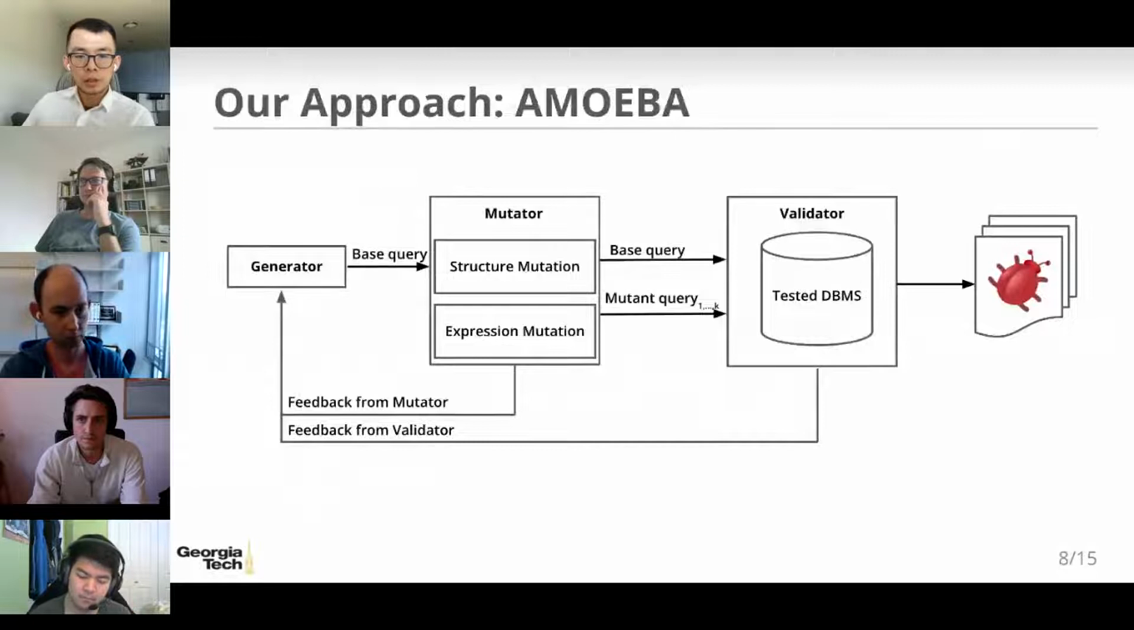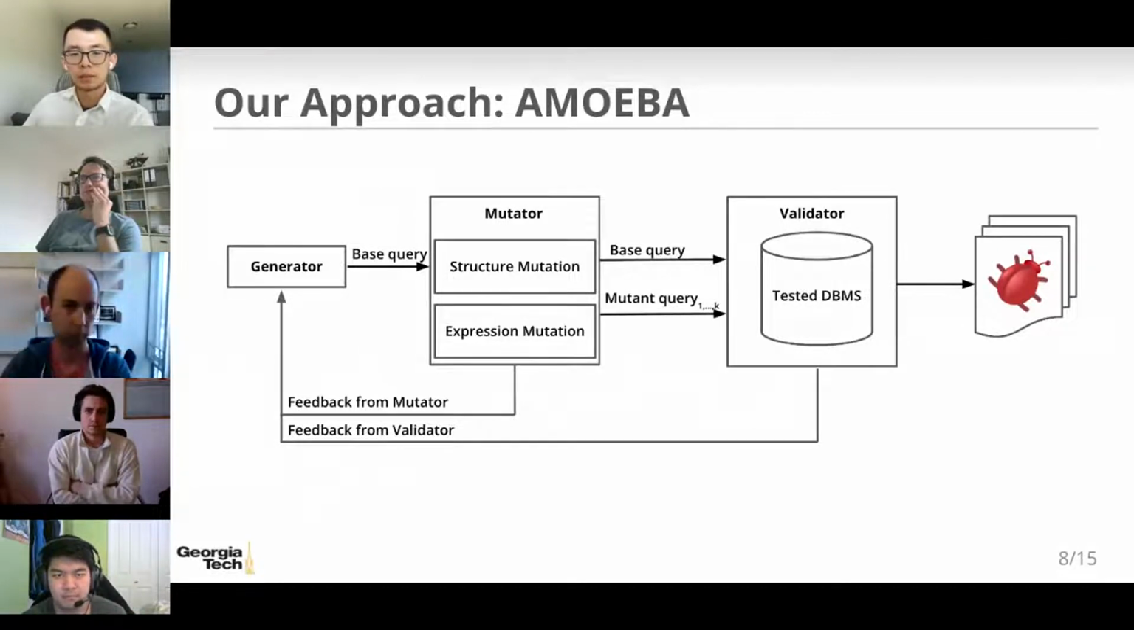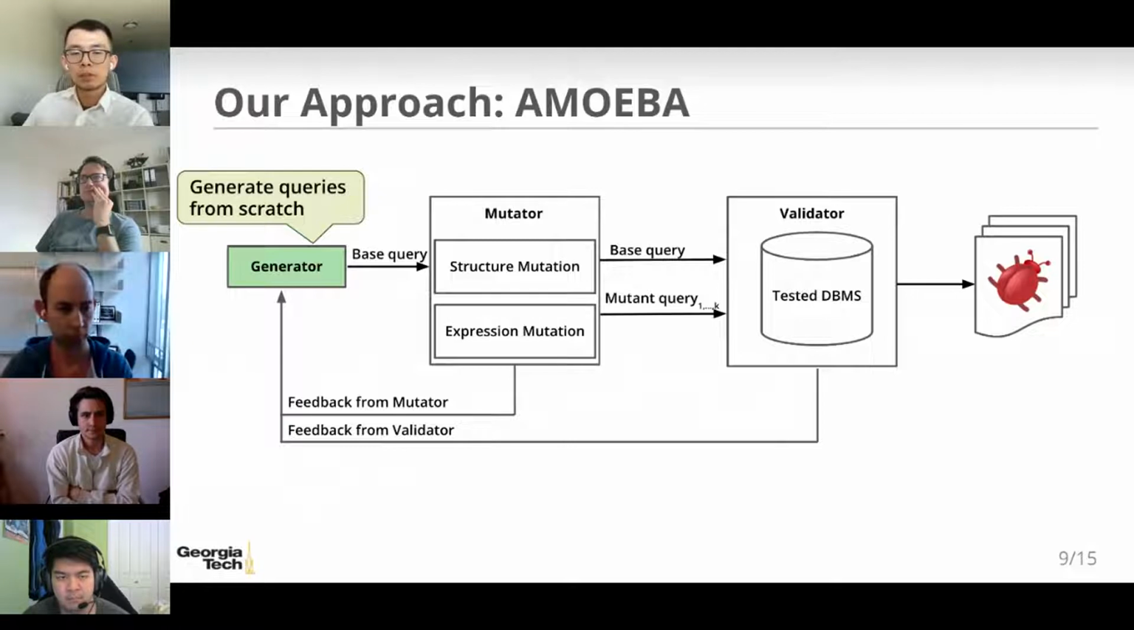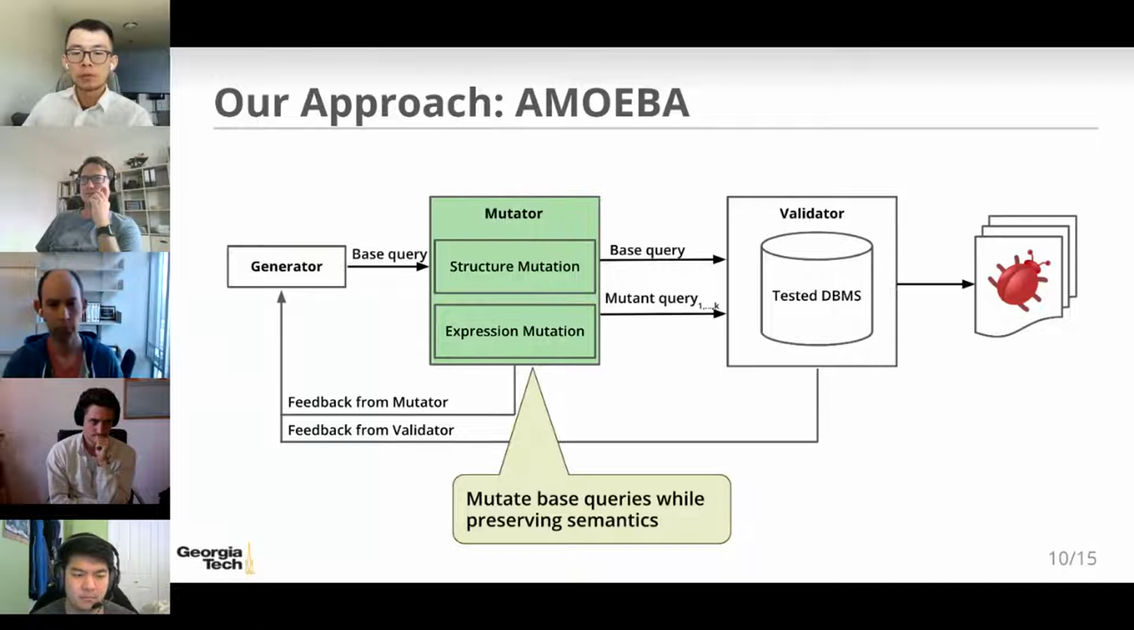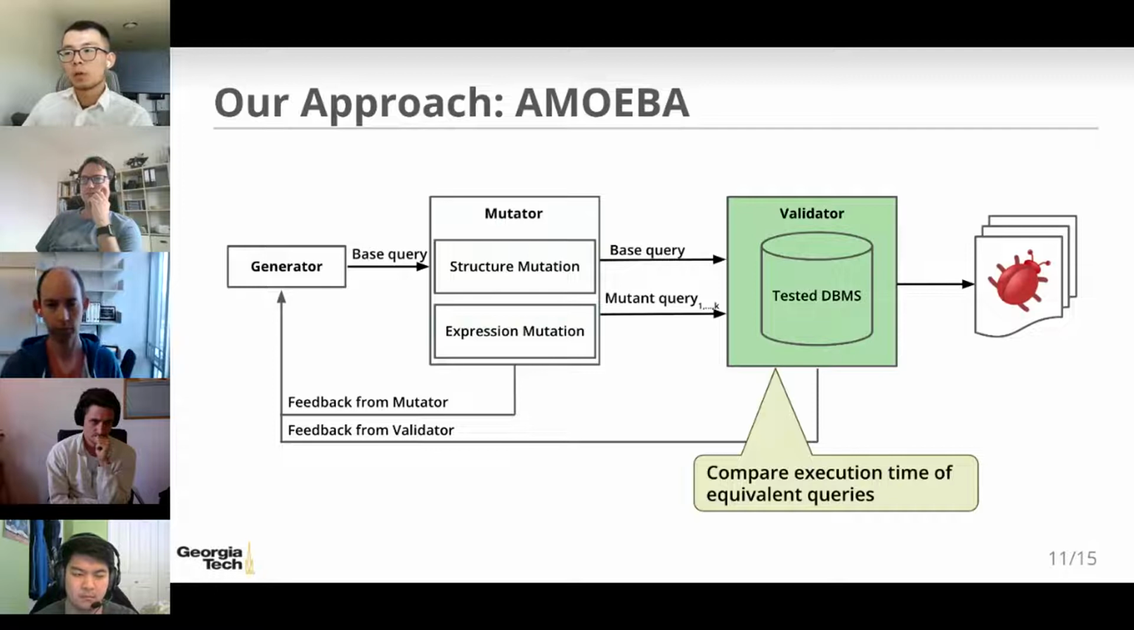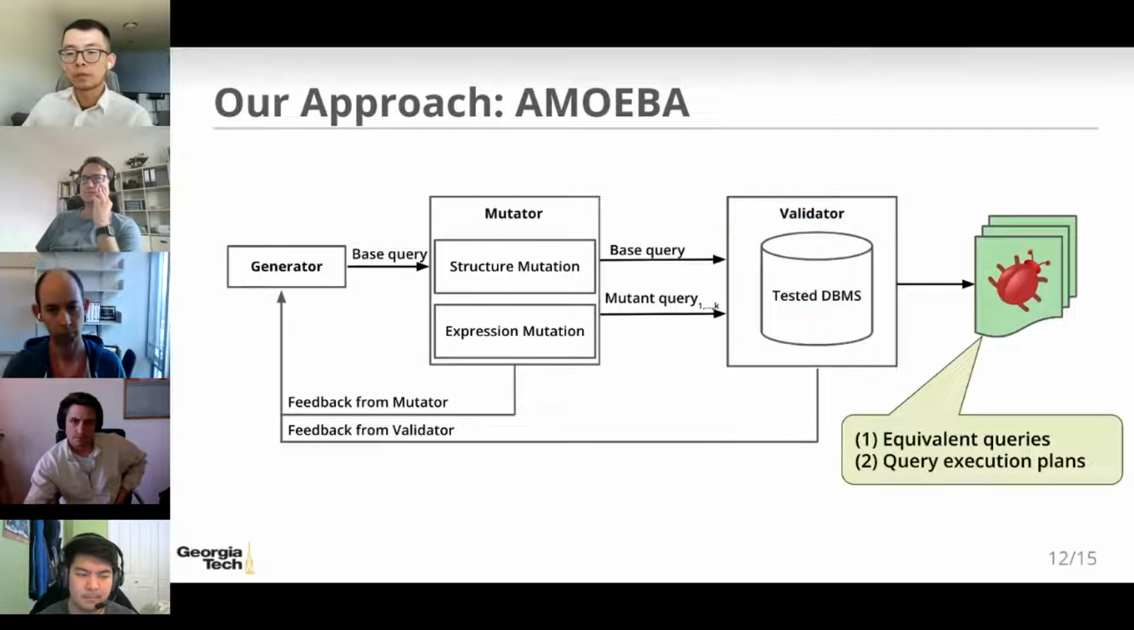Amoeba has three main components: generator, mutator, and validator. The generator is responsible for generating queries from scratch. Those generated queries later will be used as seed queries for query mutations. The mutator is responsible for mutating base queries while preserving their semantics. The validator will run equivalent queries on the same DBMS and report a performance bug if the time difference is above a given threshold. The generated bug report includes equivalent queries and their corresponding execution plans.